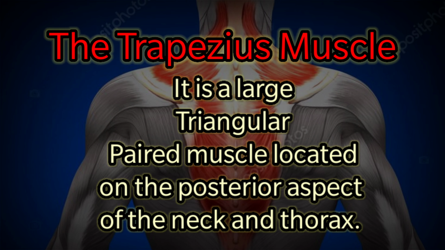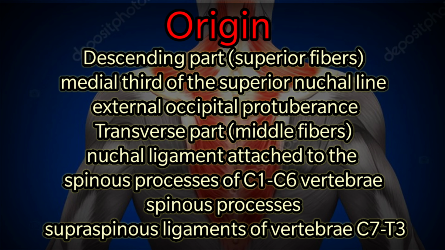Trapezius muscle. The trapezius muscle is a large, triangular, paired muscle located on the posterior aspect of the neck and thorax. Origin: descending part, superior fibers: medial third of the superior nuchal line, external occipital protuberance.